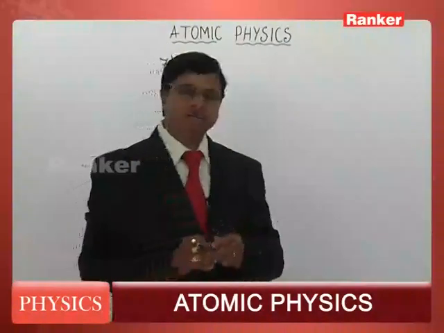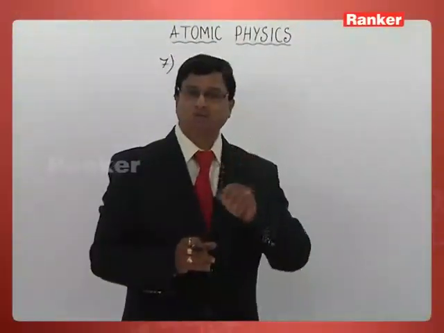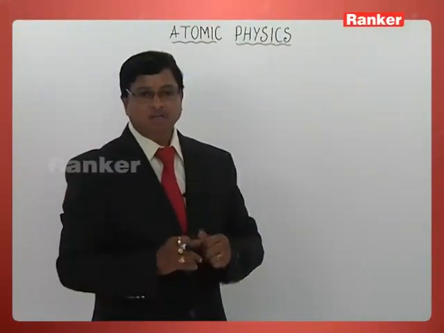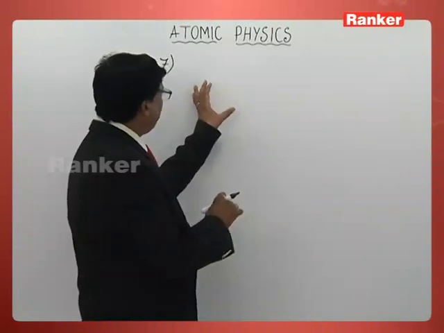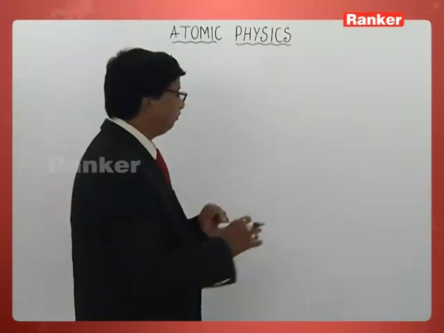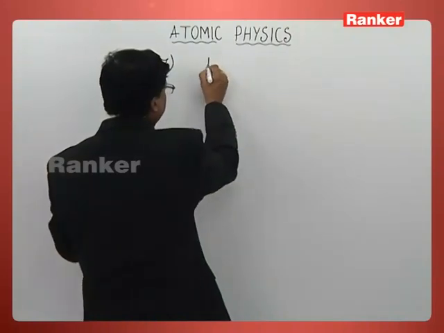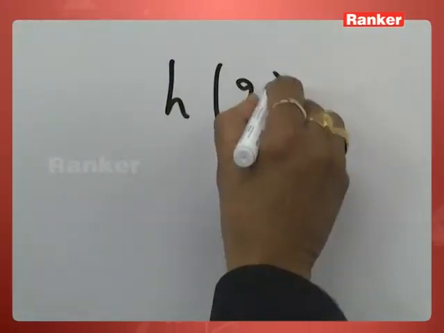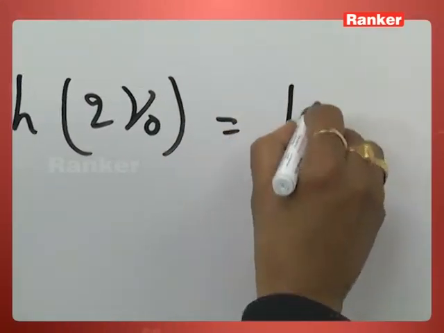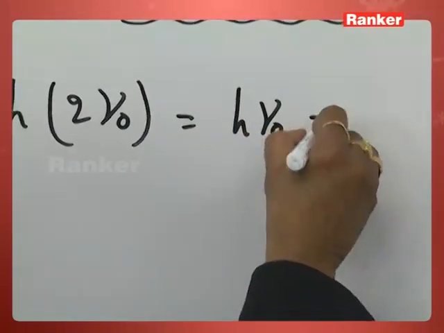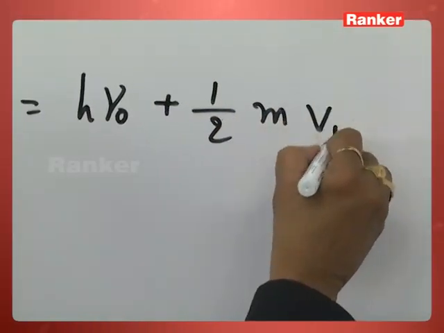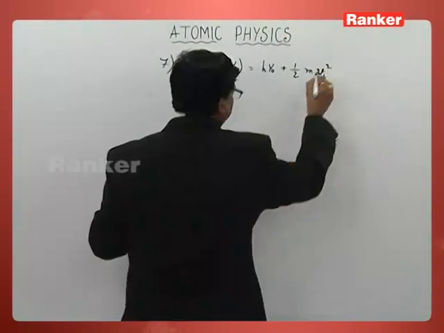Okay, let us work it out once again. Which one is correct out of the 4 options? We will automatically come to know that. The frequency of incident light is given as 2 nu naught. So first you write the first equation: h times 2 nu naught is equal to h nu naught plus half m V1 square. You write like this.